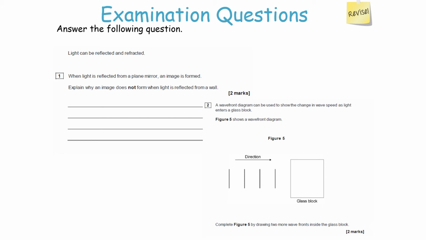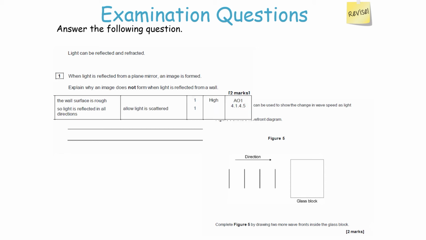Right, so you've got to understand when you get an image from reflection, a very important concept. Specular reflection is when you get an image, diffuse reflection is when you don't get an image. Now what is causing specular and diffuse reflection? Well, it's about the surface. So the wall will have a rough surface, so the light is reflected in all directions, the light is scattered, the reflection is diffuse, so therefore you won't form an image.